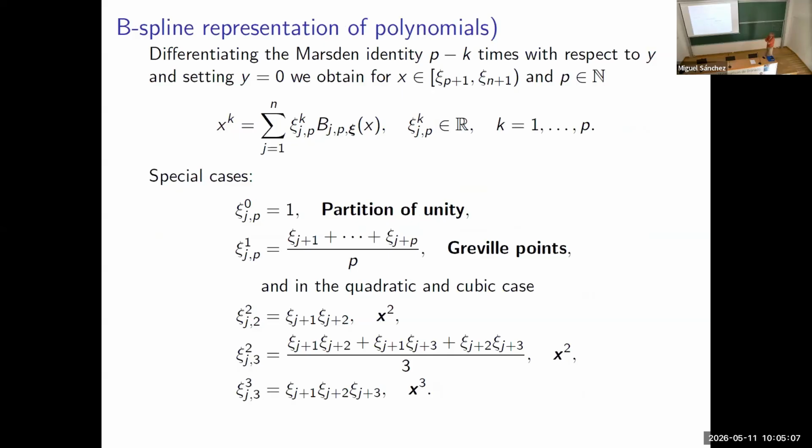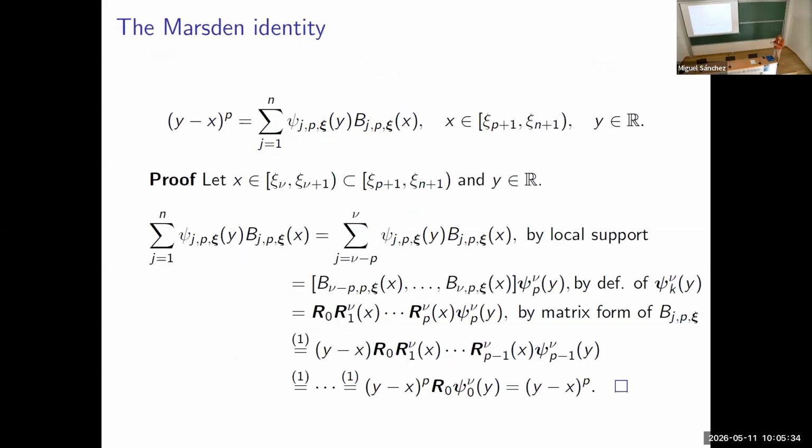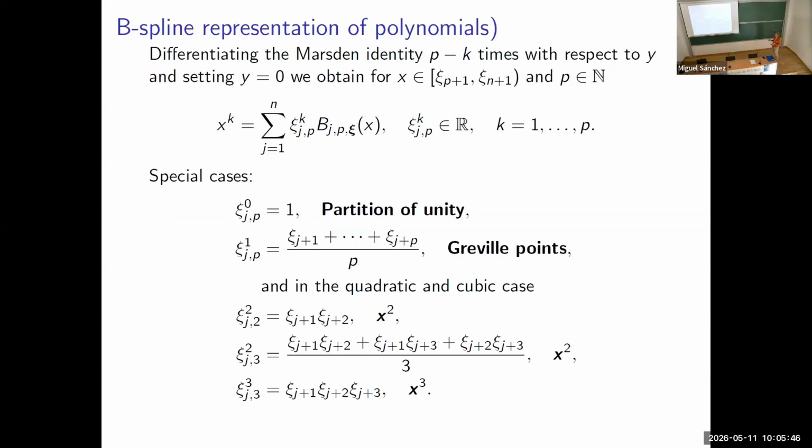So using that, you can now explicitly write any power function x to the k as a sum of B-splines with coefficients Cj,k. How to do it: you take the Marsden identity, differentiate it a number of times with respect to y, and then put y equal to 0. What's left is some power, x to some power, right? And you get explicitly what it is. I'm only going to give you a couple of special cases.